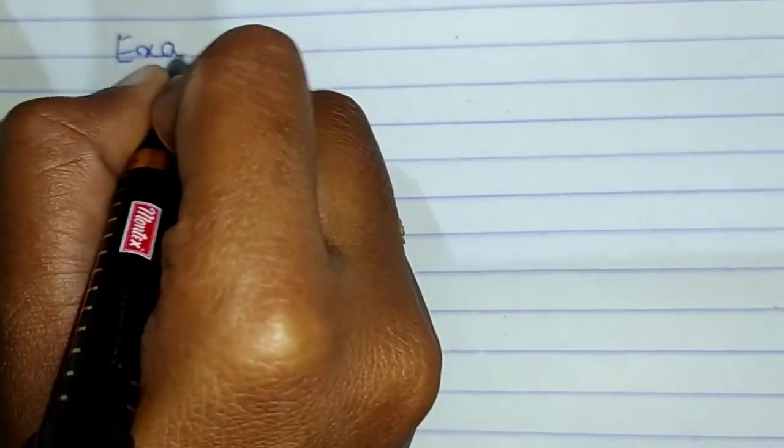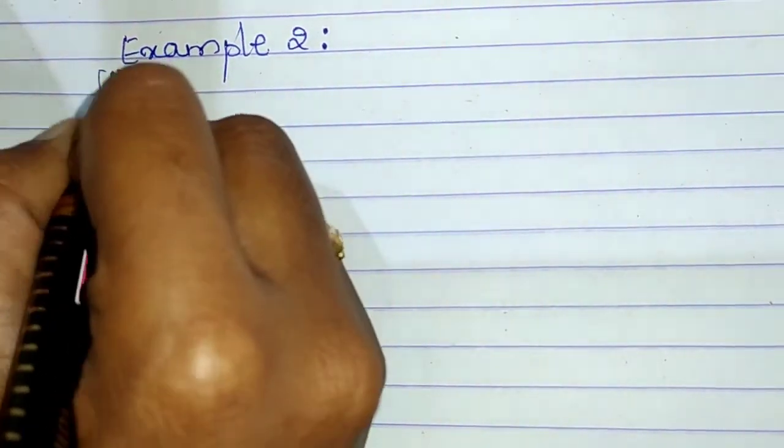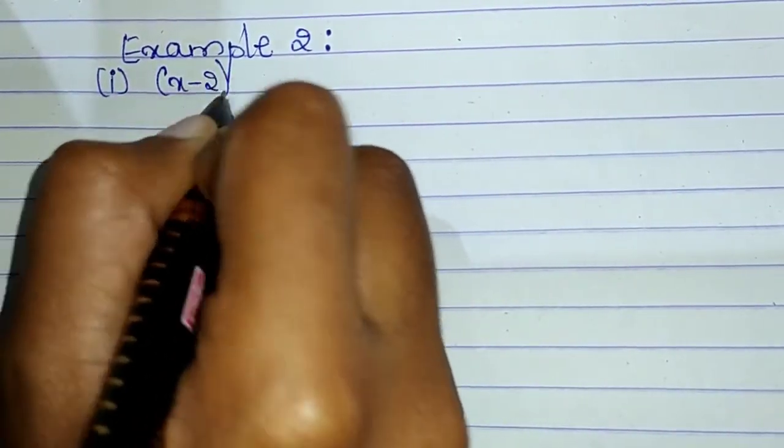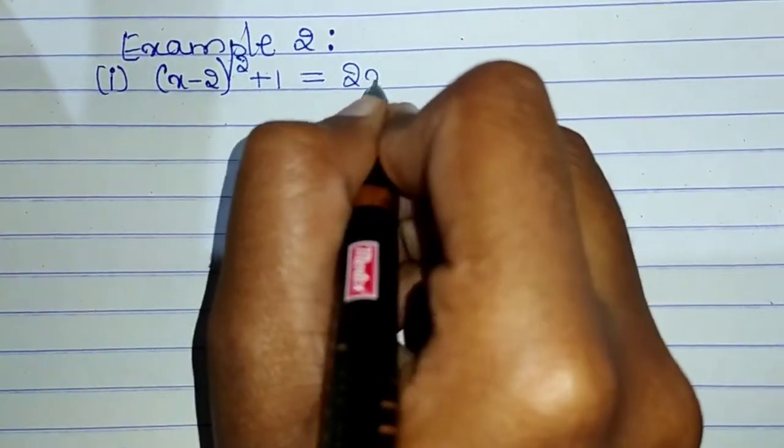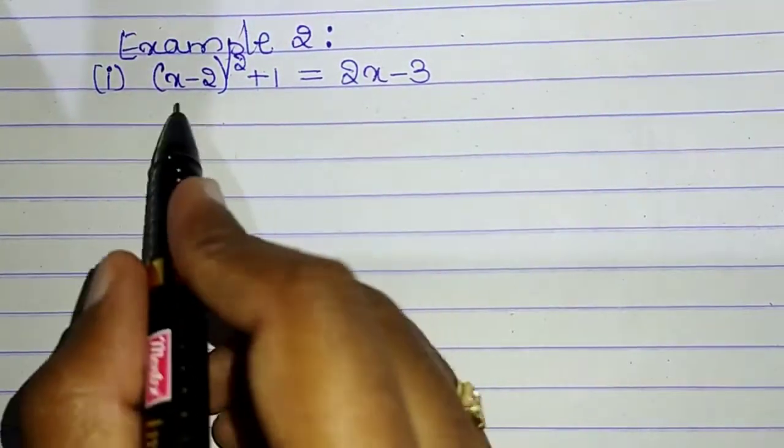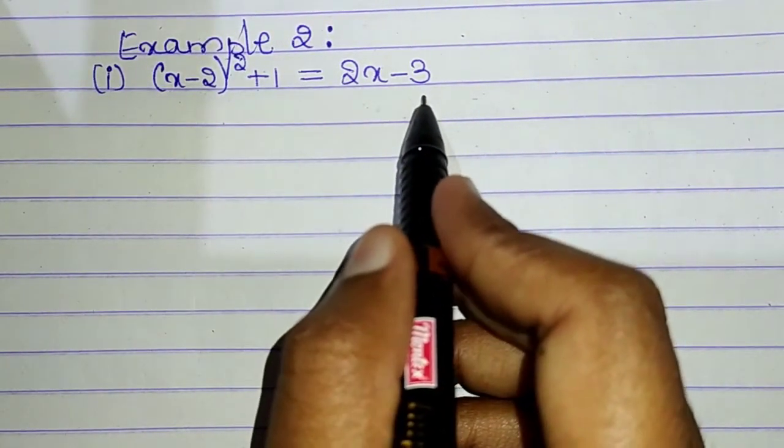Let us now directly go to solved example 2 of your textbook. The question is to check whether the given algebraic expressions form quadratic equations or not. This is example 2 from your textbook. Solved example 1 we'll visit later. So the first expression is x minus 2 whole square plus 1 is equal to 2x minus 3. We have to check whether this expression forms a quadratic equation or not.